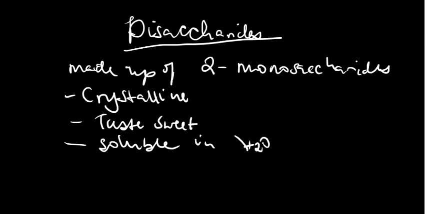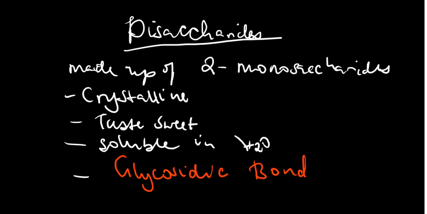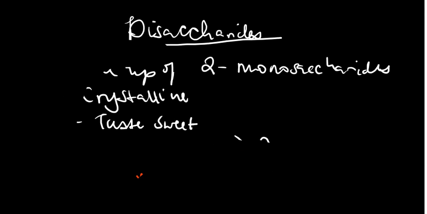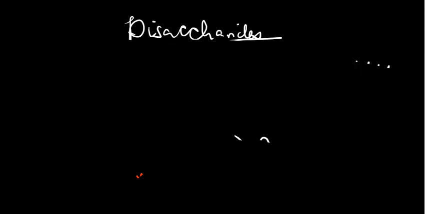The bond that is formed is actually called a glycosidic bond. Let me just highlight this. The bond between two monosaccharides is called a glycosidic bond. This glycosidic bond comes about due to a dehydration synthesis, or rather a condensation reaction. This is where water is released in the process of producing a bond. We'll see how exactly this happens.